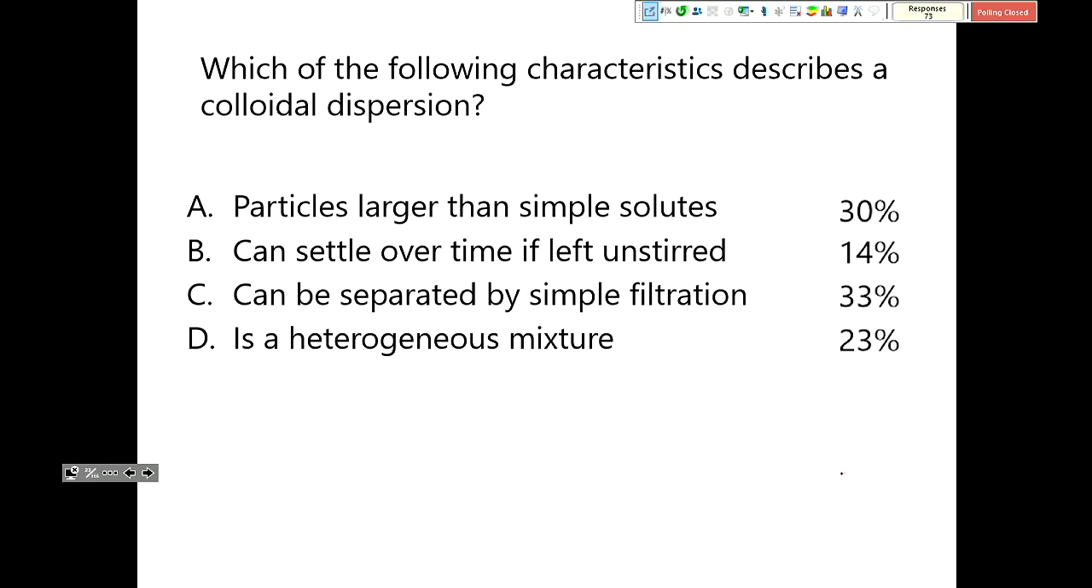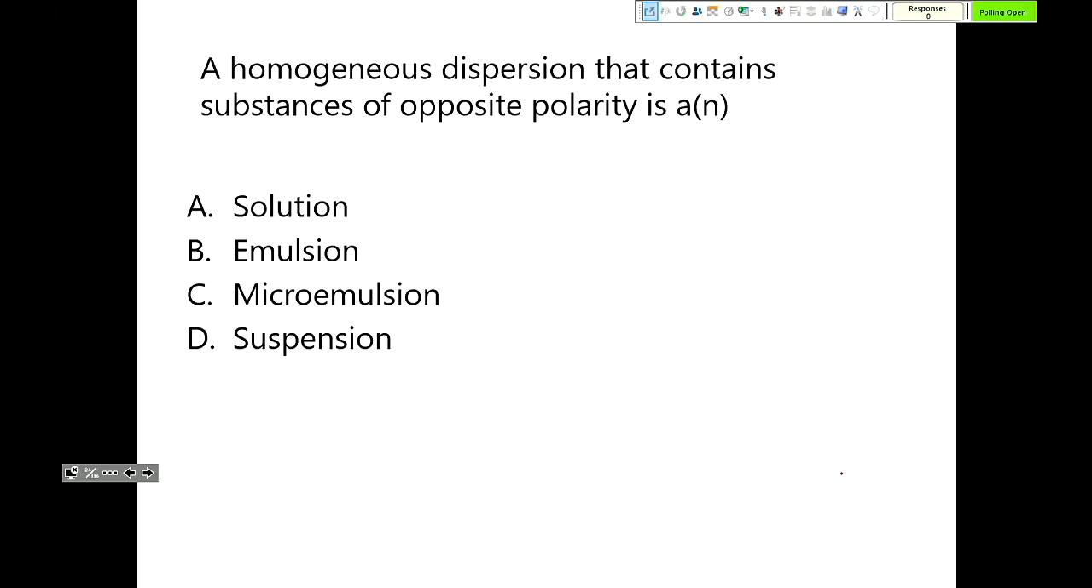Technically emulsions, because they are colloidal dispersions, and suspensions. Either the particles are enormous, right? B applies to only suspensions, right? C, solutions, right? And D, suspensions or heterogeneous.